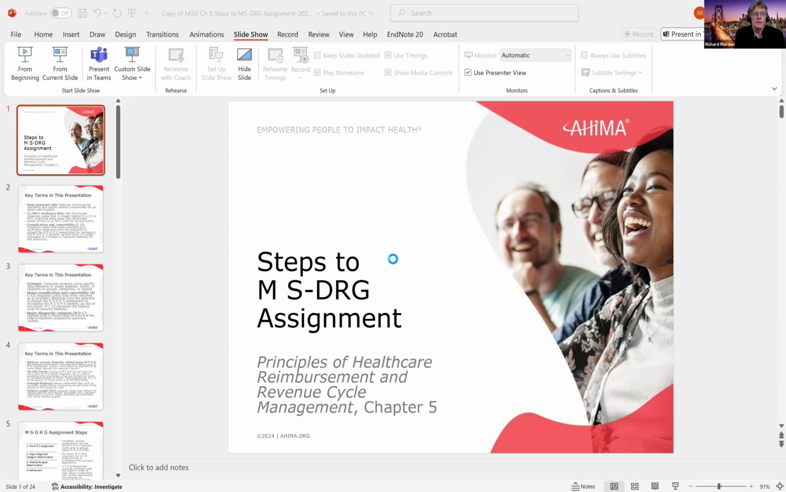Some key terms, the base rate. This is the rate per discharge for an acute care hospital. This covers the capital-related components, the overhead, the operating components in the hospital. So everything that's considered hospital overhead for that hospital discharge.